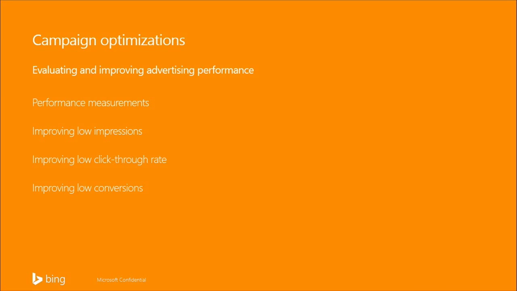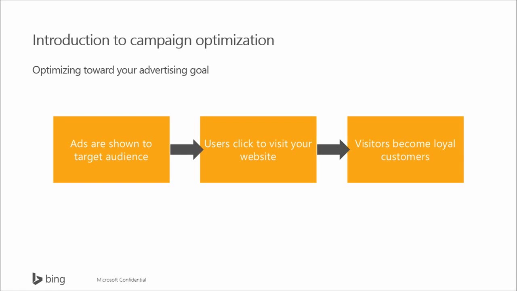which are really around some of the things we have listed here: improving low impressions, improving low click-through rate, trying to drive higher conversions. This is all extremely important. And when we look at our overall campaign optimization strategy, these are the main elements that we want to focus in on, because these are the types of things that plague this part of the customer journey.